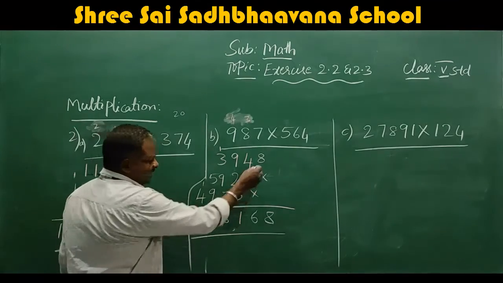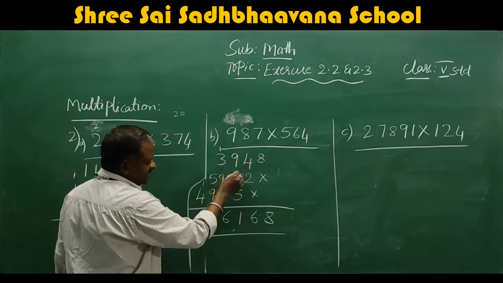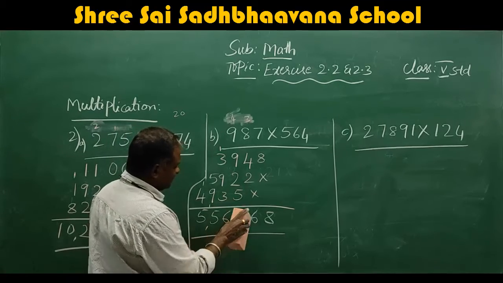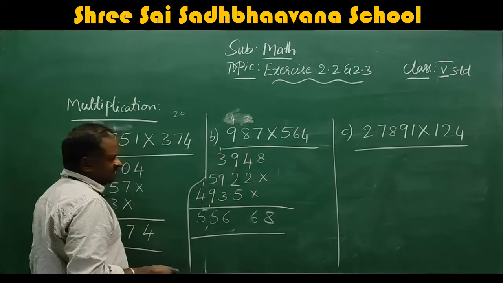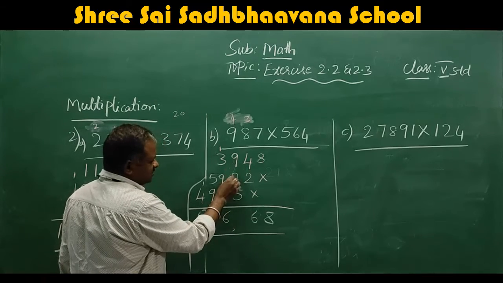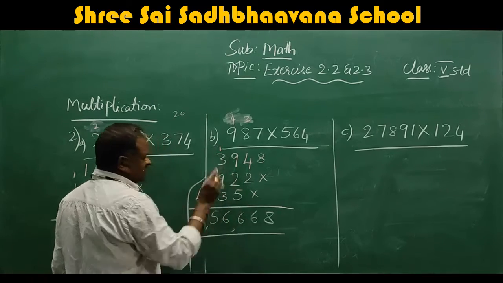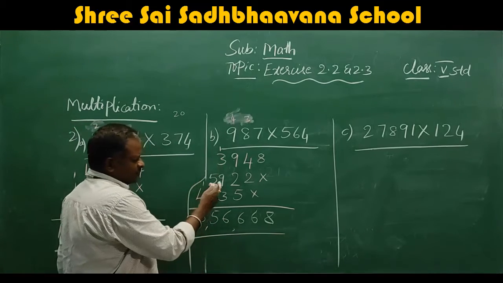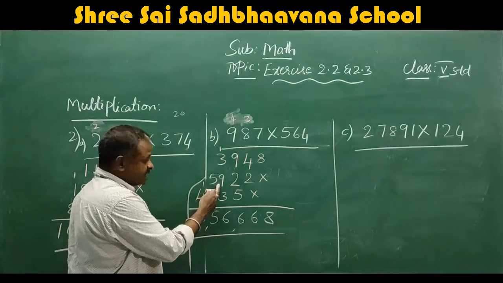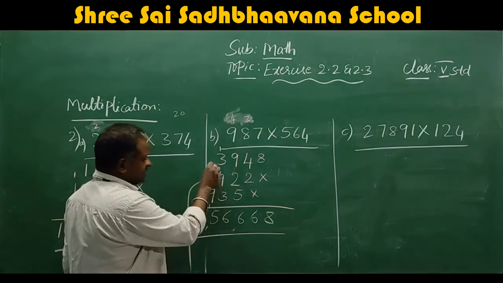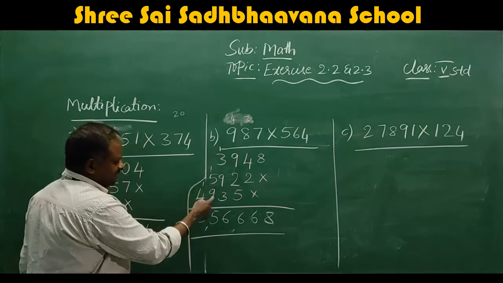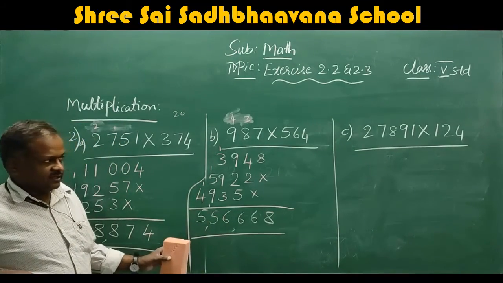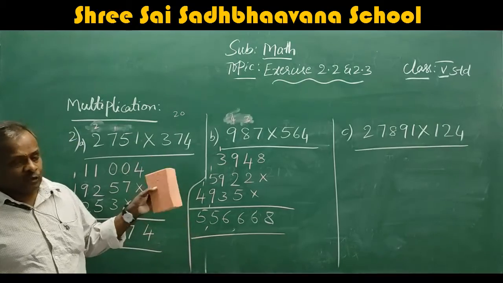Once again I will add. 8, 4 plus 2, 6, 9 plus 2, 11, 11 plus 5. Here what I have done is wrong. Okay. Add 6, 9 plus 2, 11, 11 plus 5, 16, carry 1. 3 plus 1, 4, 4 plus 9, 13, 13 plus 3, 16, carry 1. So 9 plus 1, 10, 10 plus 5, 15, carry 1, 4 plus 1, 5. So this is the answer. Okay, once again you have to cross check at home.